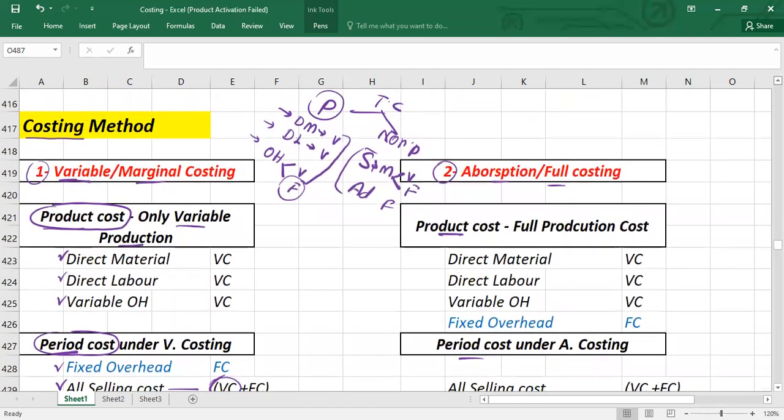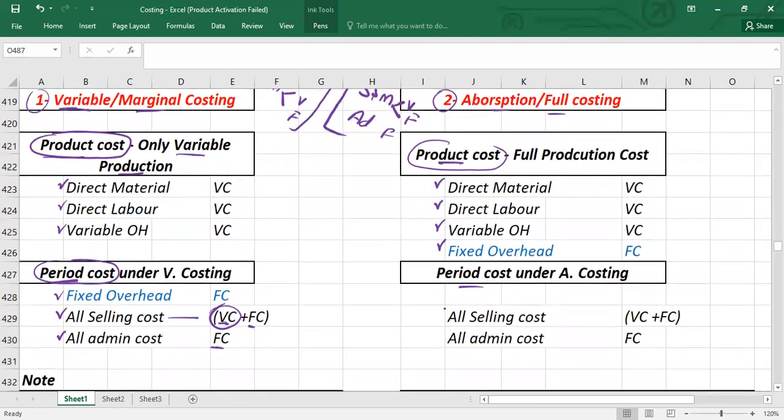But when it comes to absorption costing, what will be the product cost? Full production cost, so all these four are going to be part of the product, which will include direct material, direct labor, variable overhead, and fixed overhead. And all non-production cost is going to be part of period cost, which includes all selling and all administration.